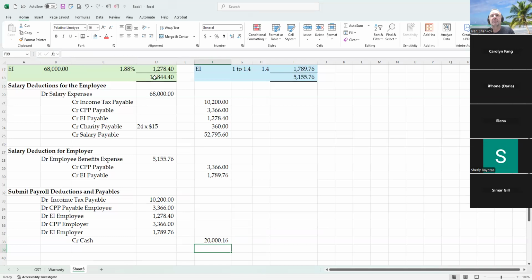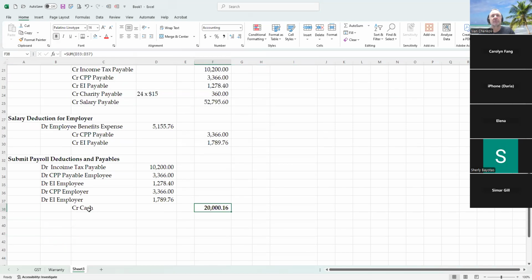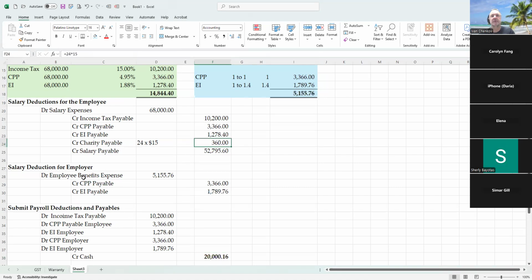Can we easily check ourselves? Yes, this amount plus this amount should give us exactly this amount. That's where they get those amounts: 14,844.40 and 5,155.76. Those are the amounts that we have to pay. The last thing that we have to pay is the 360 for the charity. But that will not be for Canada Revenue, that's going to be for somebody else. Again, we're going to pay that in cash. And we're done. Make sense?